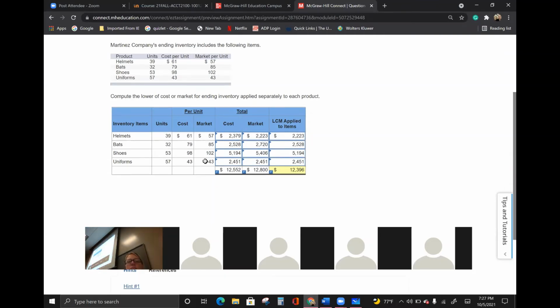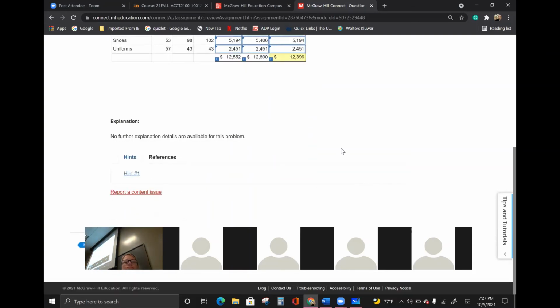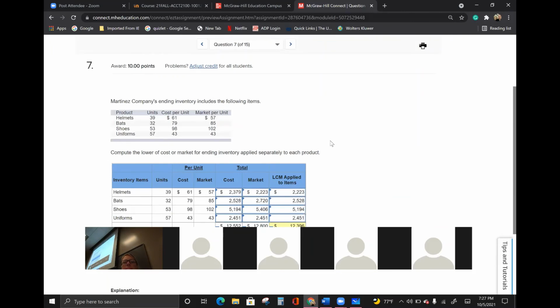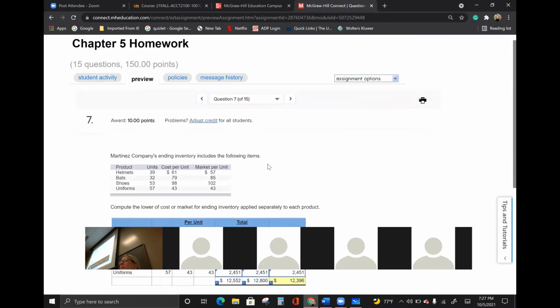Do the calculations for uniforms. And it comes up the same. So we're using the actual. And then you add them up. That's it. Bet you wish you had a bunch of homework like that.